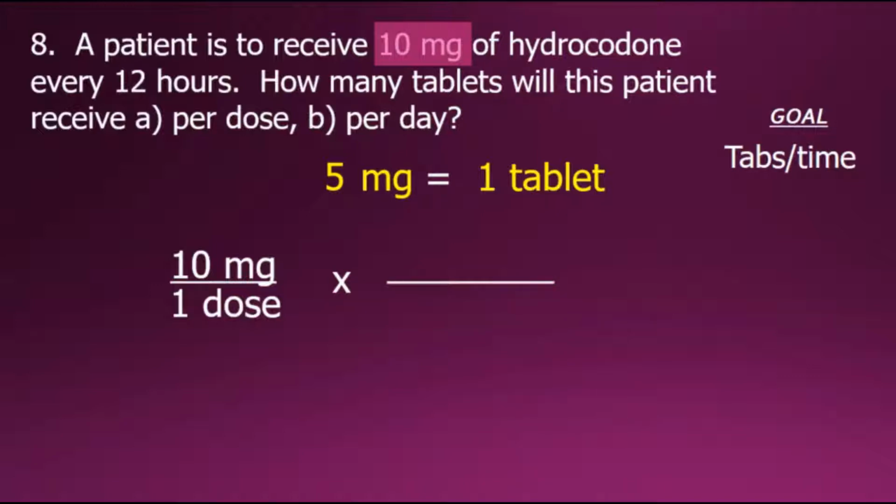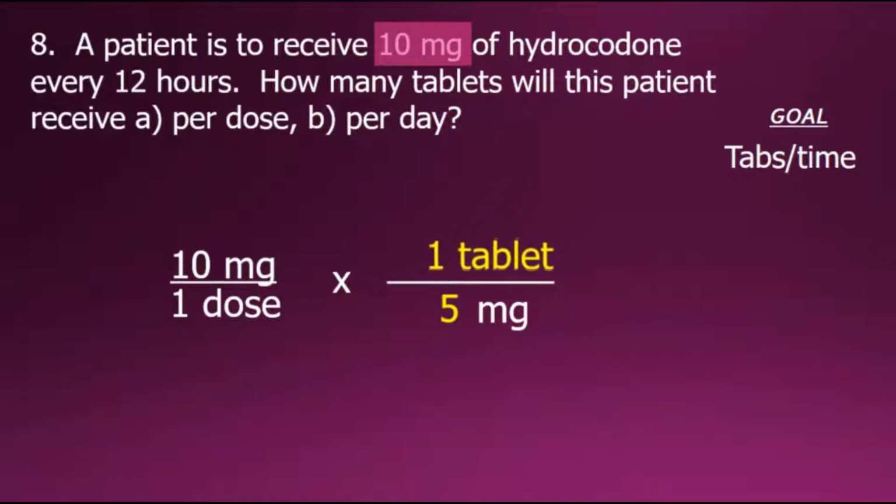To cancel out the order in milligrams, our conversion fraction will have to have milligram in the denominator. We'll place the 5 milligram and its equivalent value, 1 tablet, in the numerator, so that milligrams do in fact cancel out. We currently have our units in tablet per dose, which is our goal for the first part of this problem. So we will multiply, simplify the fraction with division for a final answer of 2 tablets per dose.